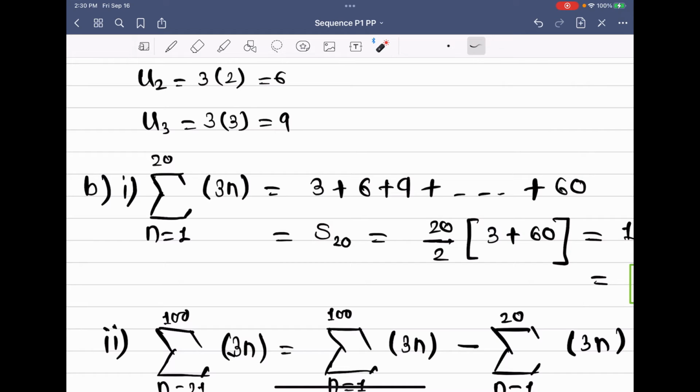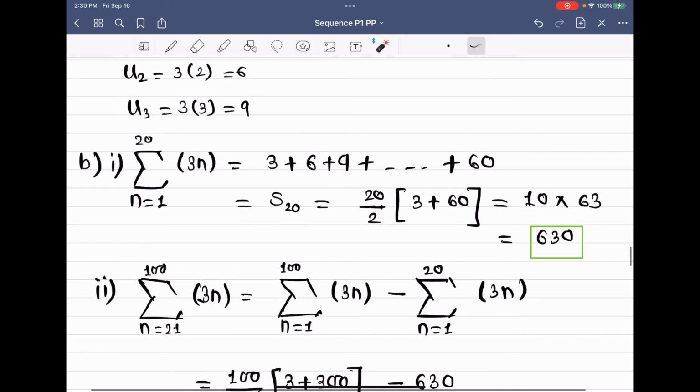So your first term in the series is 3, second term is 6, third term is 9 and last term is 60. How many terms are there? 1 to 20, basically 20 terms. So I can see this is my first term 3. Difference is 3 because 6 minus 3 is 3. 9 minus 6 is also 3. So difference is 3. So it's the arithmetic sequence.